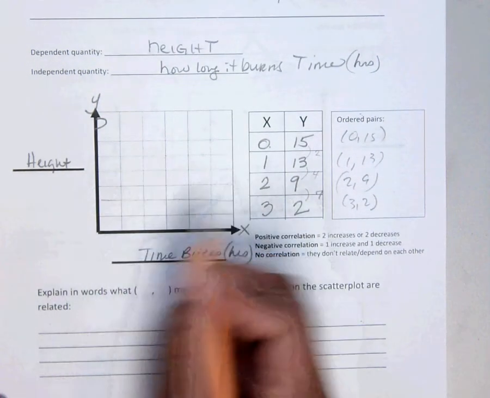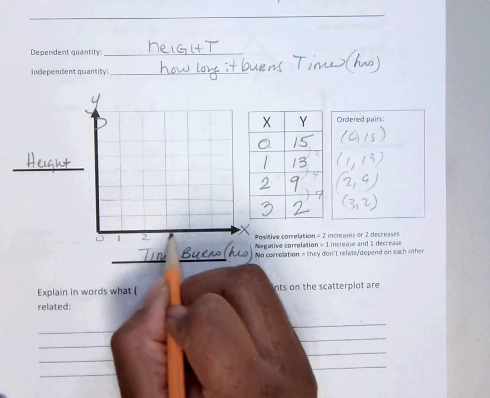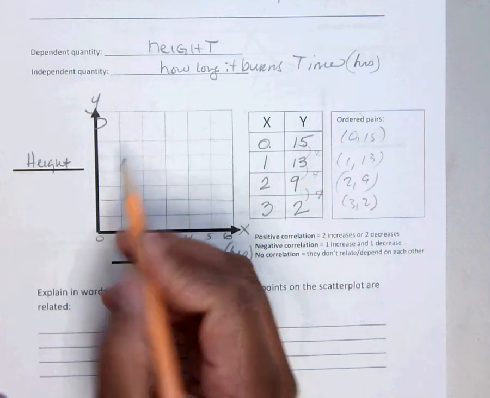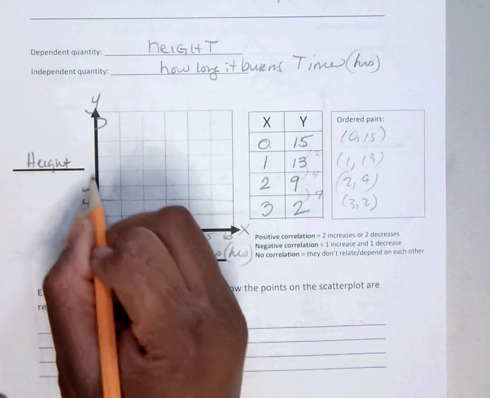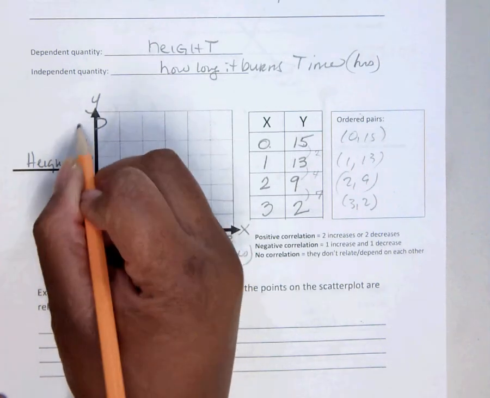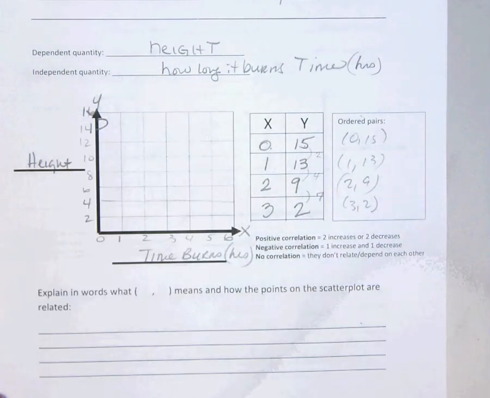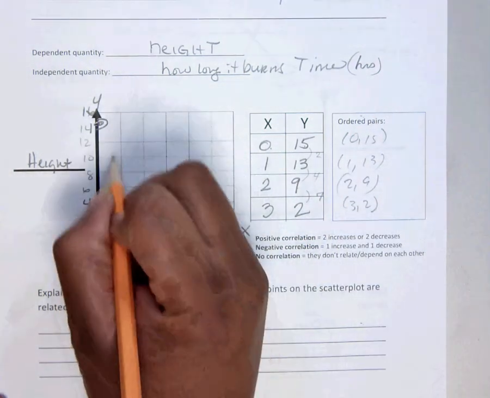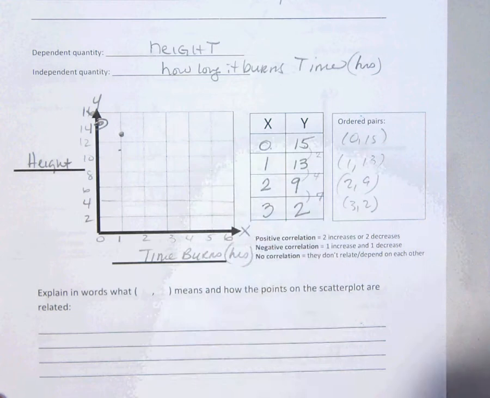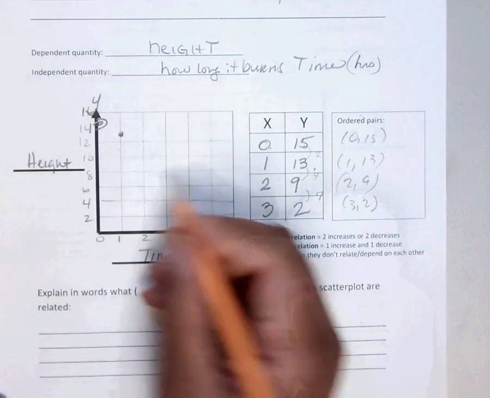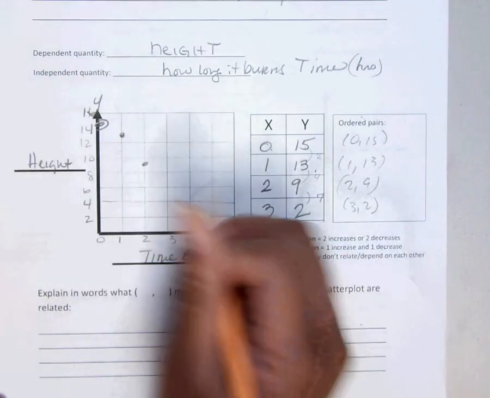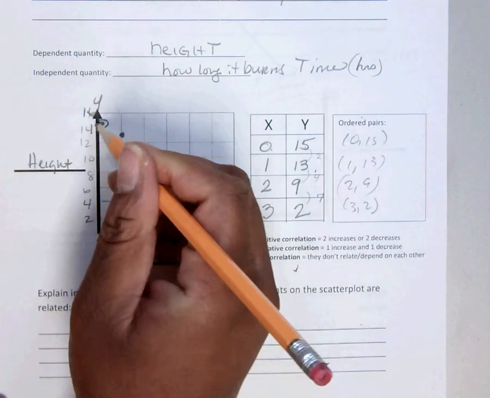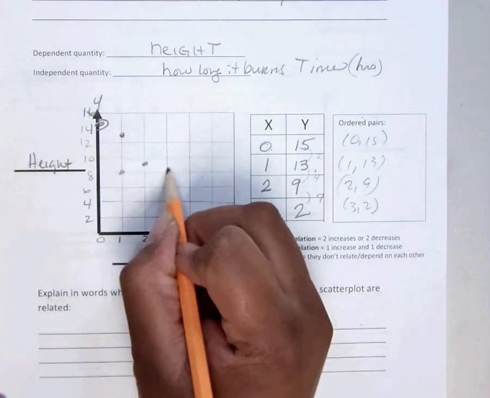So this is 0, 1, 2, 3, 4, 5, 6. I have to figure out how to get to 15. So I'm going to go by 2s. 2, 4, 6, 8, 10, 12, 14, 16. I made it. Do 0, 15, which is there. 1, 13, which is there. 2, 9, which is here. 3, 2. And then you notice your points are going down, so we can speed up time.